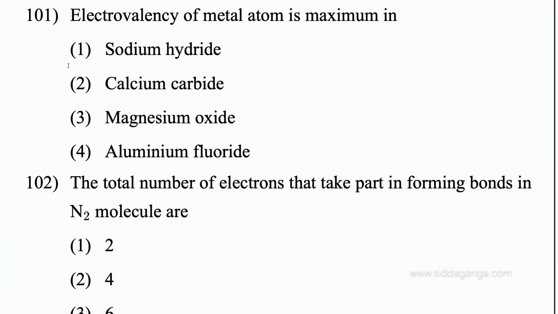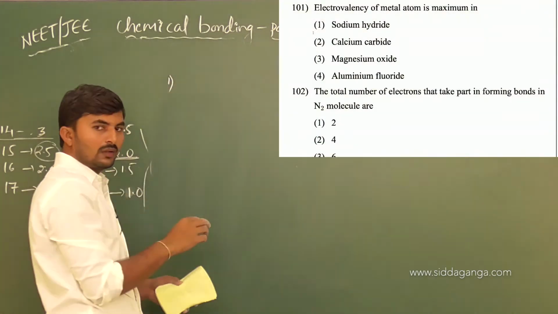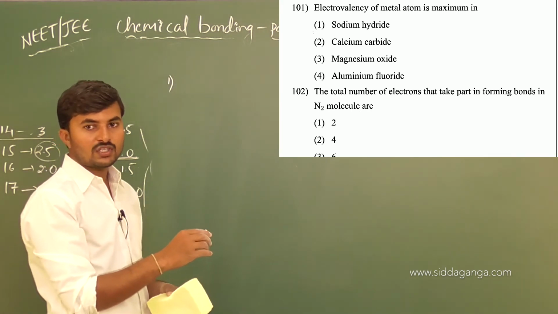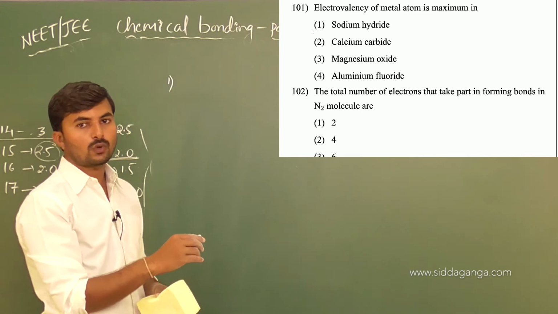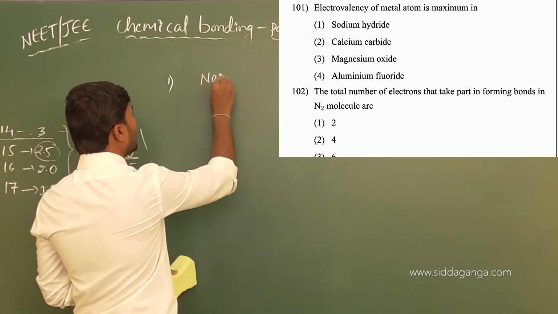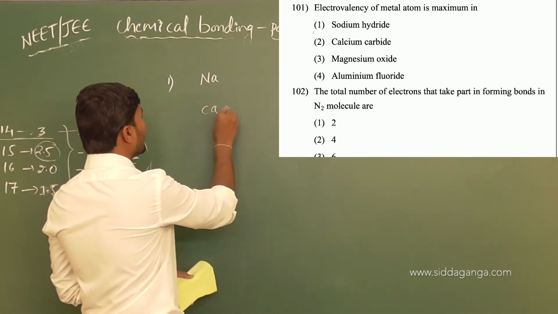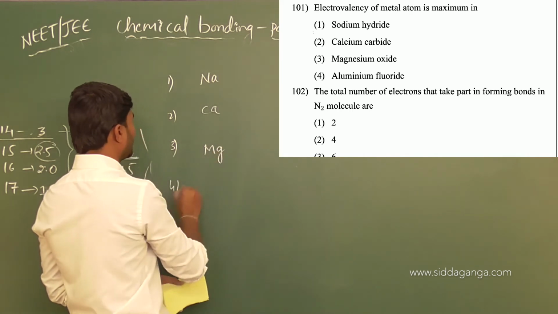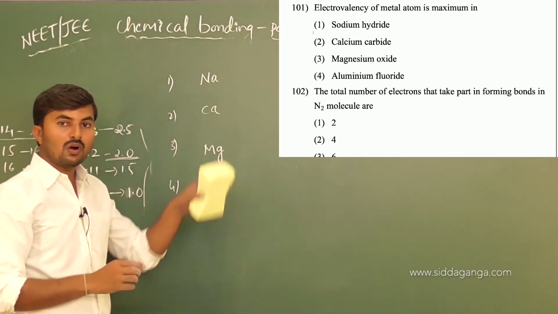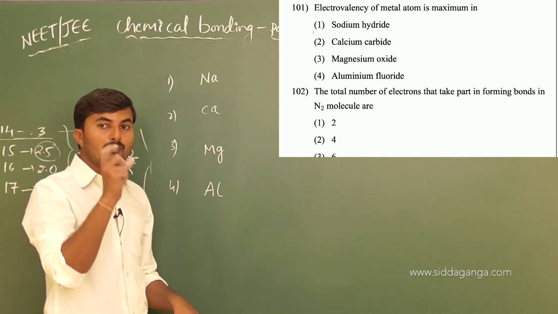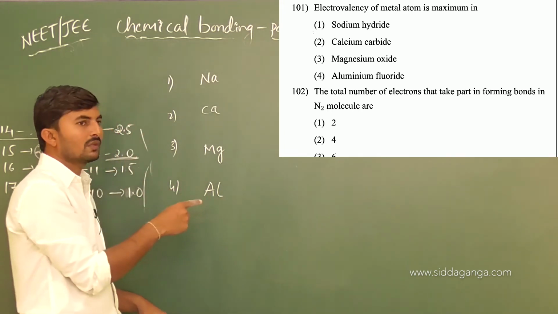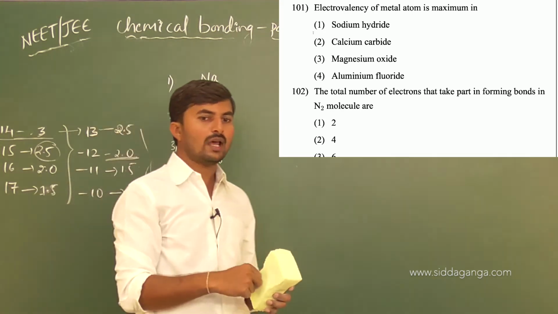The electrovalency of the metal atom is maximum in case of. So what are the examples given here? Sodium hydride, followed by calcium carbide, magnesium oxide, followed by aluminium fluoride. So Na is given here, calcium is given, followed by magnesium, and at last aluminium is also given. Among all these ions, electrovalency of which metal atom is maximum?